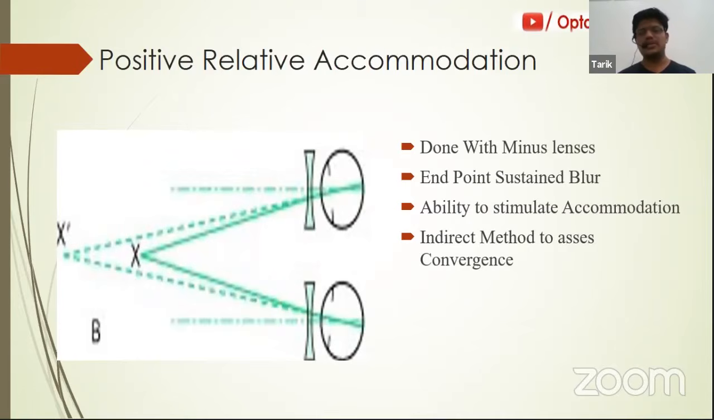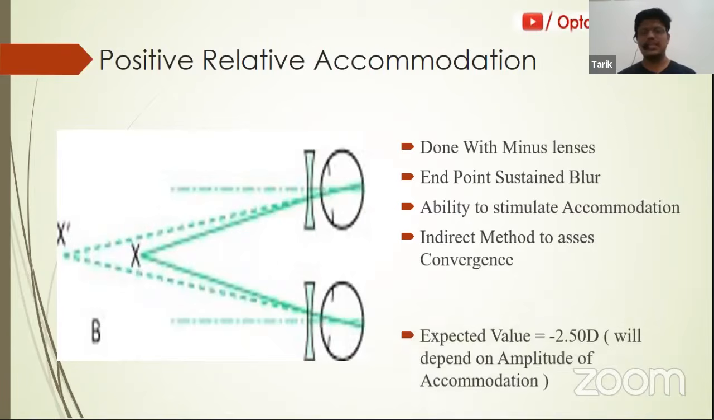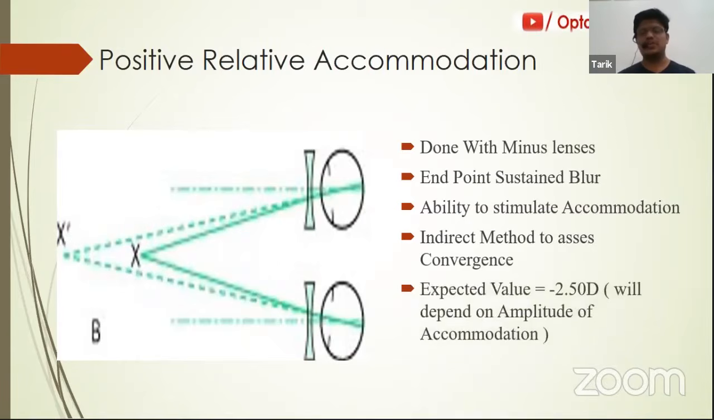So when you look at a near object from the sides of your lenses, like at near point of fixation, it will start acting as a base in lens, and these lenses will give you the value of your divergence. So generally, the expected value at which we stop is minus 2.5, but that will depend on the amount of divergence which you are having, that is, how much PRA value you can do.